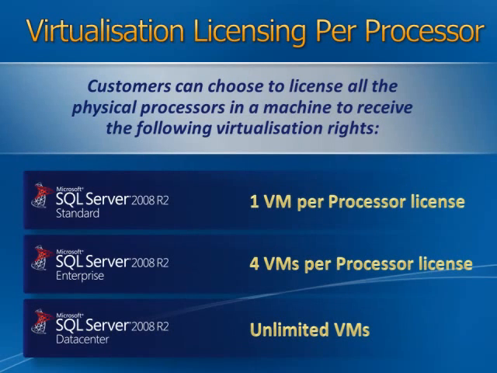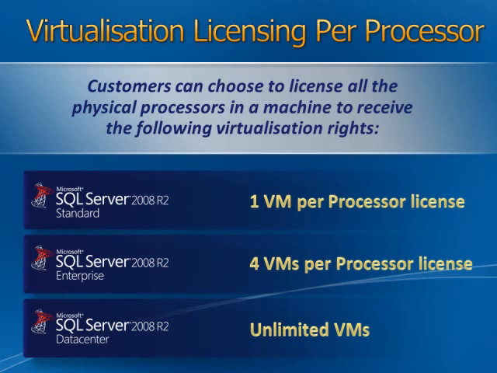If we choose to license SQL Server per processor in a virtual environment, again, you get a grant of how many virtual machines you can run per processor license. So if it is the Standard Edition of SQL Server that you have licensed per processor, you are allowed to run 1 virtual machine per processor license. And this is assuming that you have licensed all the processors in your server. So if your server, for instance, had 2 physical processors in it, you've bought 2 processor licenses. At 1 virtual machine per processor license, you would be able to run SQL Server in 2 virtual machines.